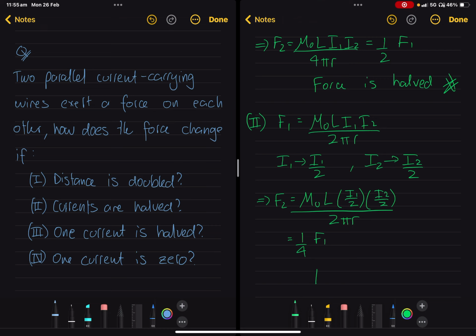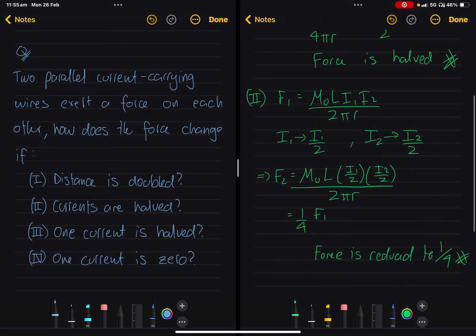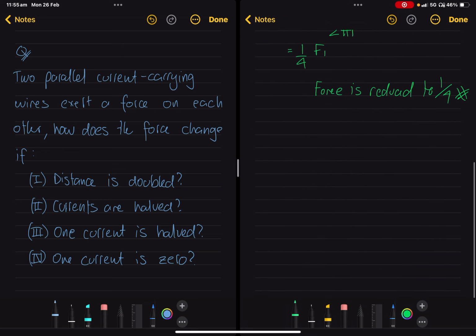So what happens? The force is reduced to 1/4 of the original force. So it goes down. If it was 100, it goes down to 25. It goes down to 25% of the original force, reduced to 1/4. So this is the answer to part 2.